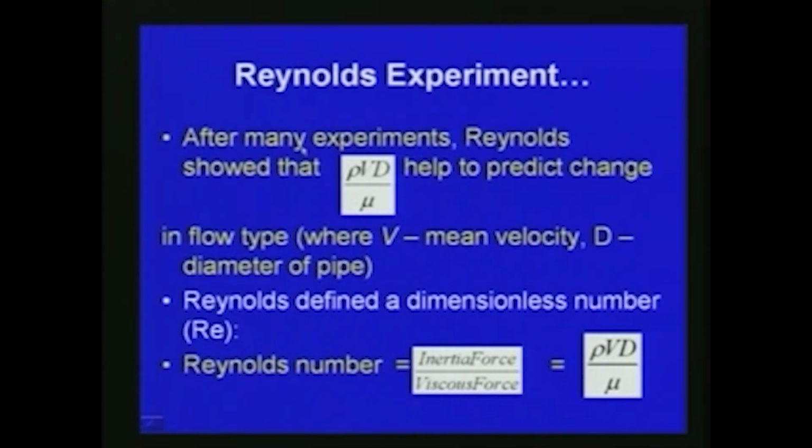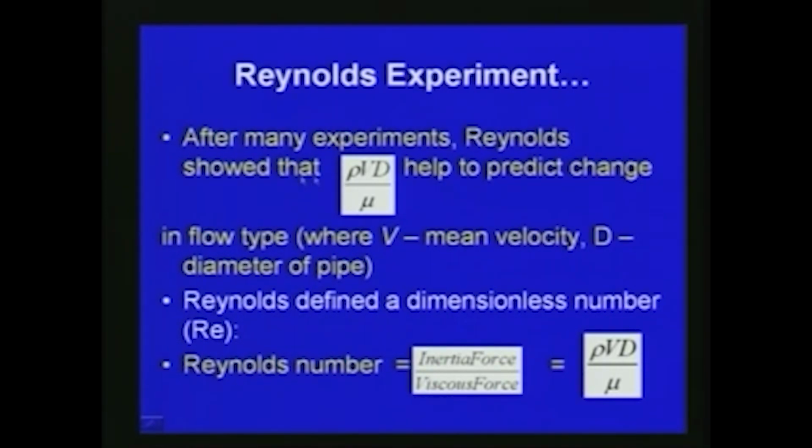After many experiments, Reynolds showed that a particular ratio, rho V d by mu, where rho is the mass density of the fluid, V is the average velocity, D is the diameter of the pipe, and mu is the dynamic coefficient of viscosity, helps to predict the change in flow type. He defined this number as the Reynolds number, and it is a dimensionless number.